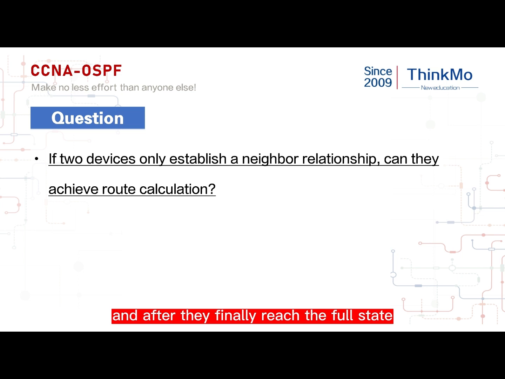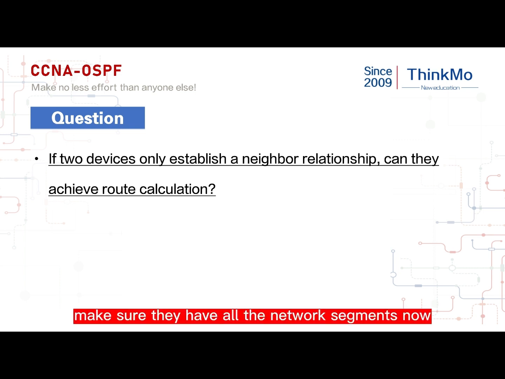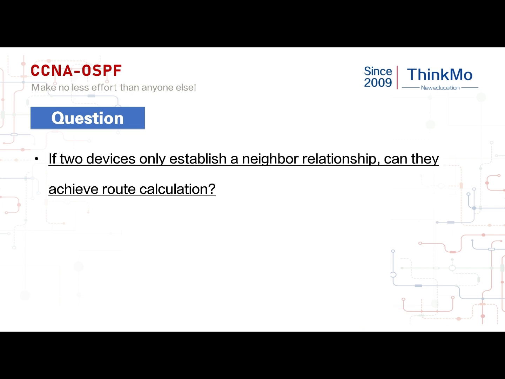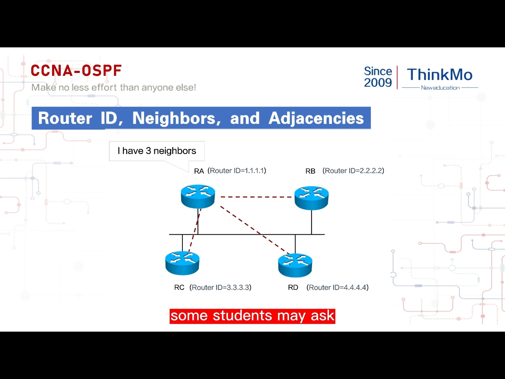And after they finally reach the full state, their adjacency has achieved database synchronization, as they have now requested, replied, and confirmed. After all the syncing, they make sure they have all the network segments. So when they reach the full state, they can continue to use the SPF algorithm to calculate the corresponding route. Some students may ask, how do these two relationships work?